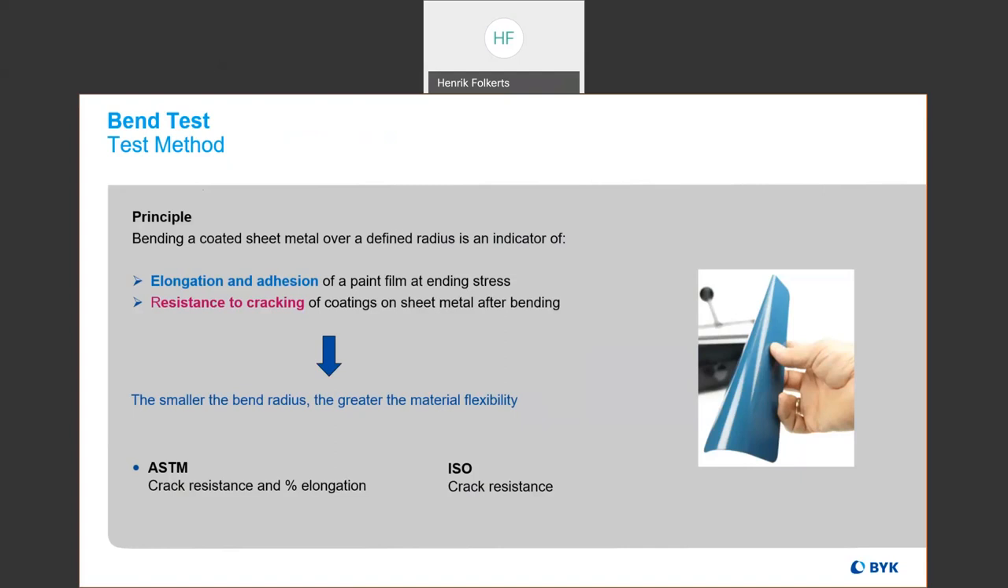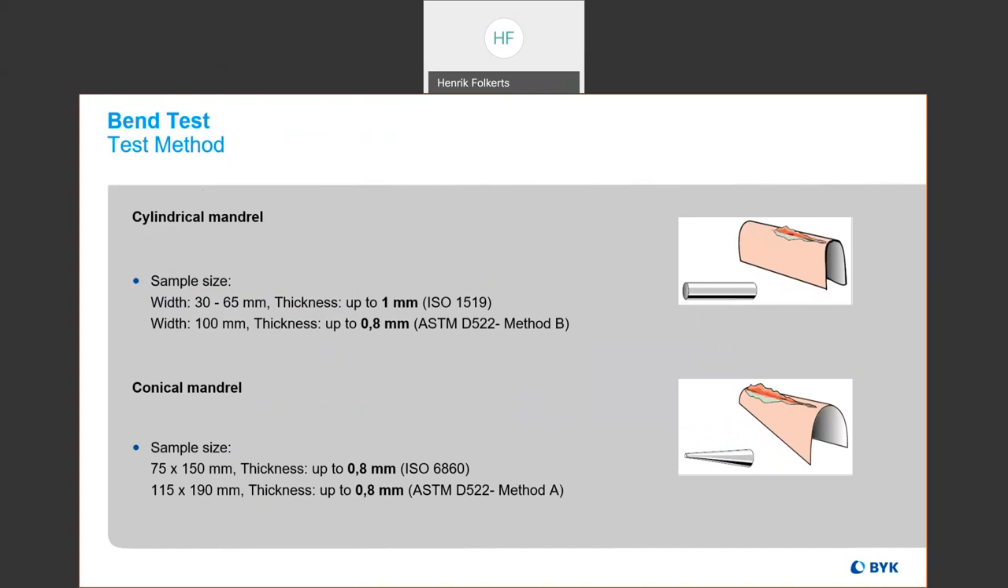The test result in ASTM is defined by the so-called crack resistance and percent elongation, whereas in ISO it is only the crack resistance defined by the bend radius. As a test instrument, cylindrical mandrels with different width depending on the thickness of the panel are used. Additionally, a conical mandrel tester for sample sizes from 75 to 104 millimeters, or from 115 to 190 millimeters for larger panels, can be used as well.